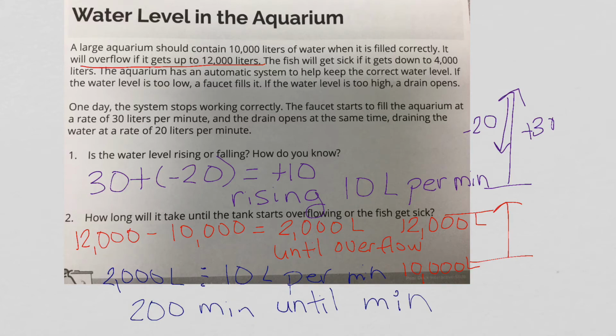If you wanted to convert that to hours, you could do 200 divided by 60. 200 divided by 60 would give you the number of hours until the tank overflows.